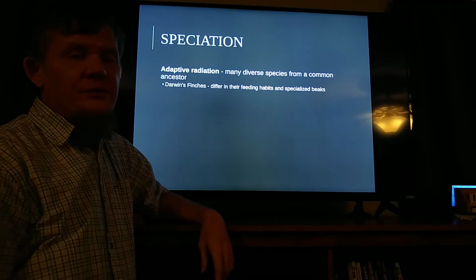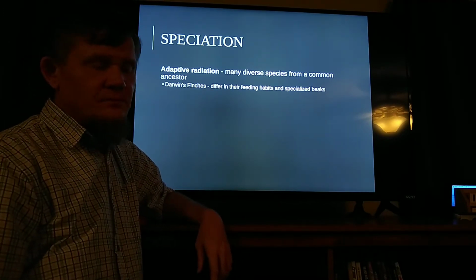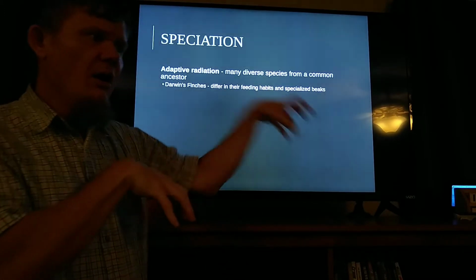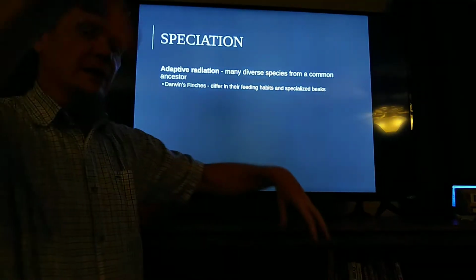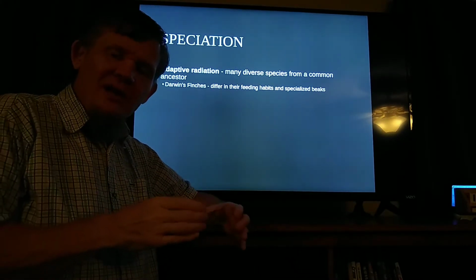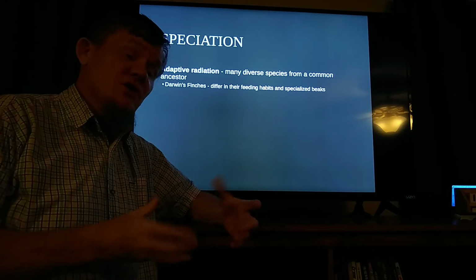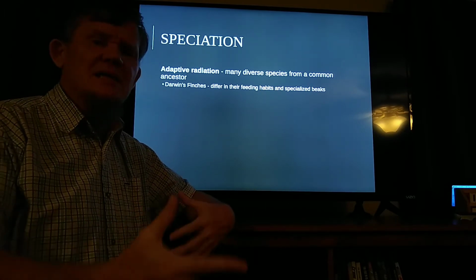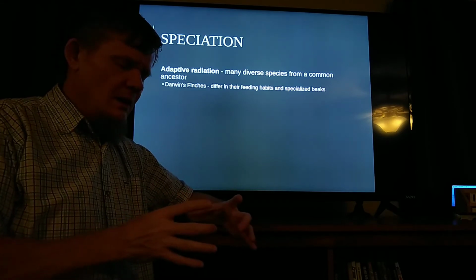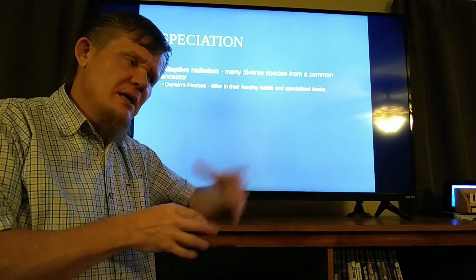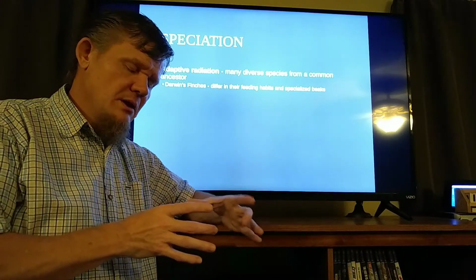Speciation can also occur through something called adaptive radiation. I got one population that lives in one area, and they do well. There are other areas around this one area that have different conditions. Within any population, you're going to have variation. You're going to have some individuals that are bigger than others, some individuals that are smaller than others, some that are slightly different colors.